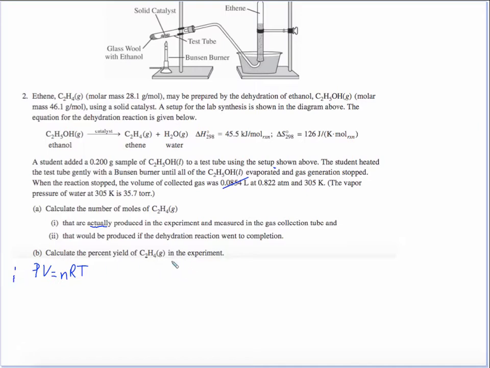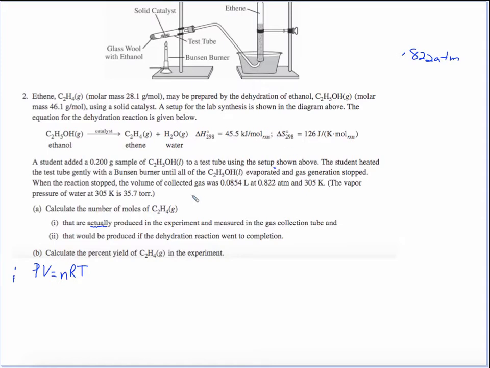Okay, so first of all, we have to know what the pressure is. The pressure that is given says that the gas was collected at 0.822 atmospheres. So in the tube right here, the pressure is 0.822 atmospheres. But there is a problem. Whenever you collect a gas over water, you have to account for the vapor pressure of water that is also in the test tube. So you end up having to subtract it.